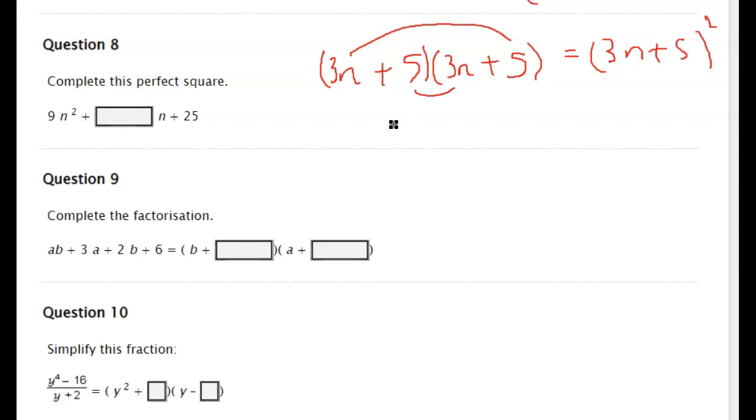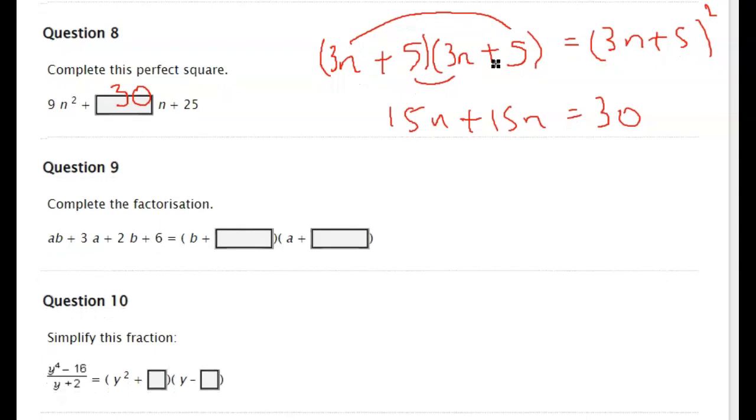So 3n times 5 gives you 15n. And then 5 times 3n gives you also 15n. So we've got 30n. So your middle term here is 30n. And you can expand the whole thing if you like, to work out that you also get 9n squared and 25. But it's doing the multiplication of your outside terms and your inside terms that gives you that coefficient of n.